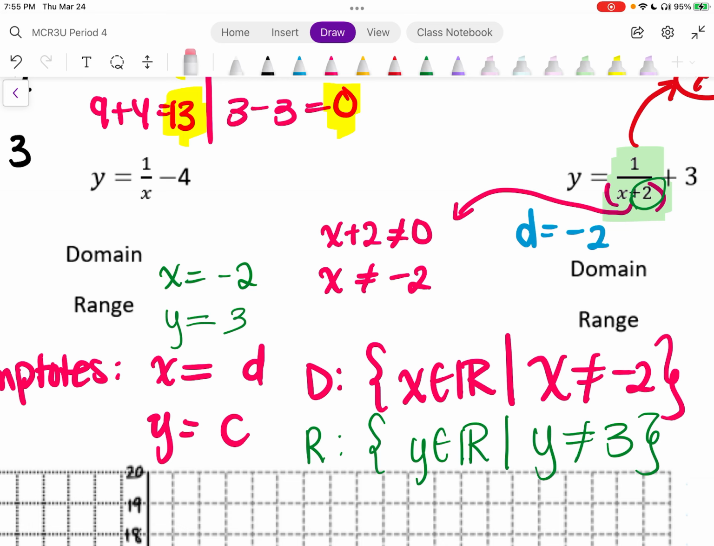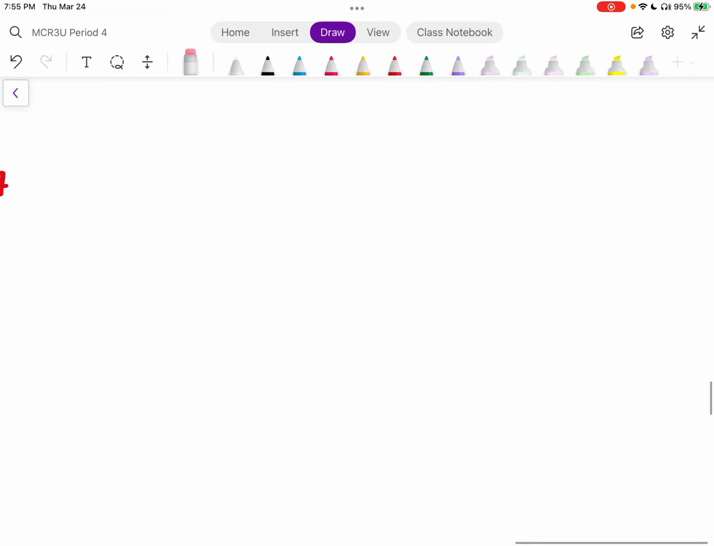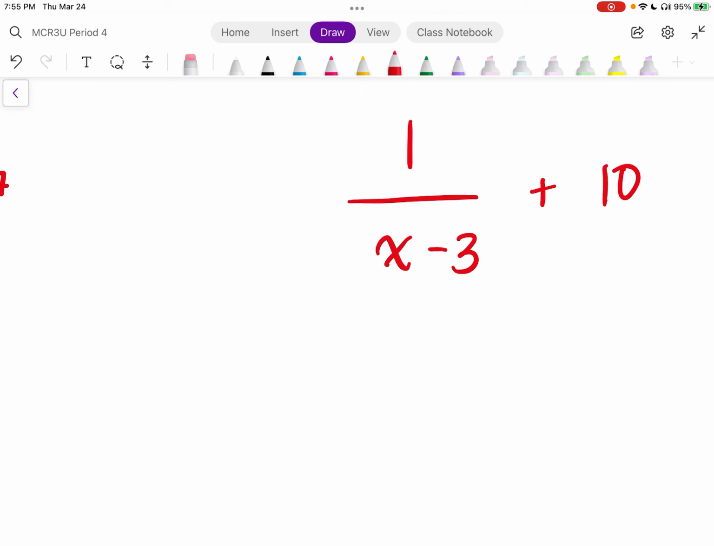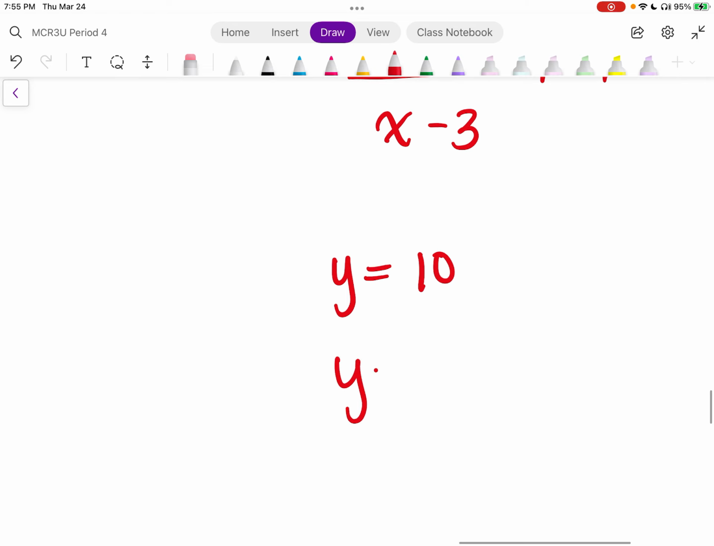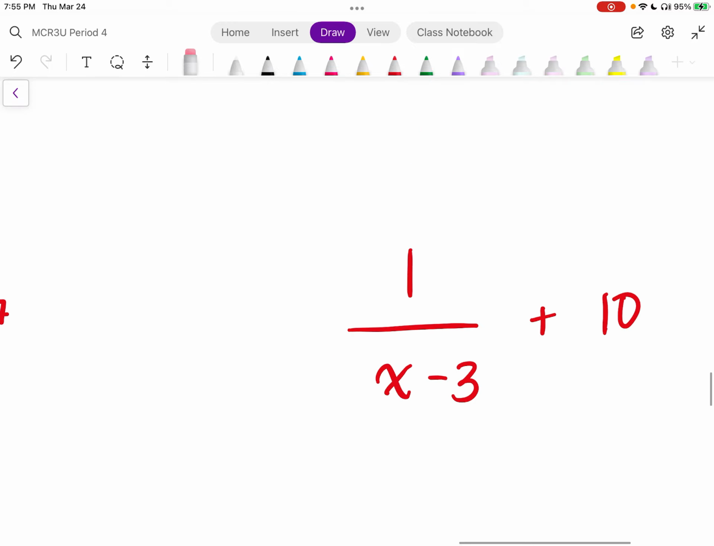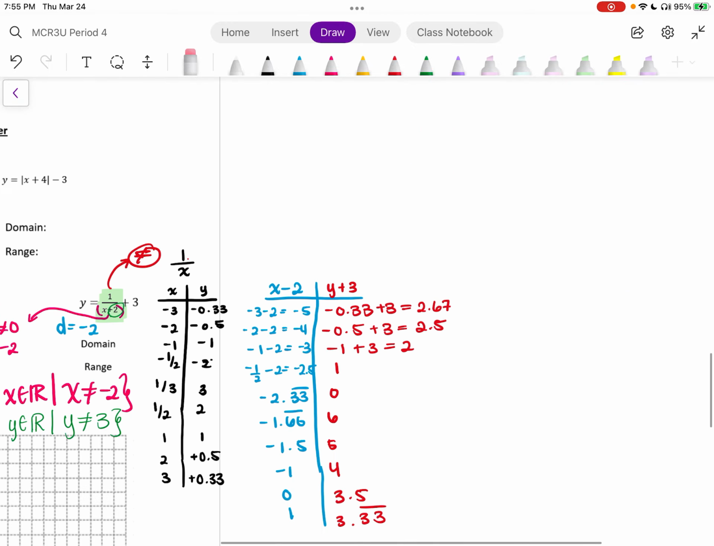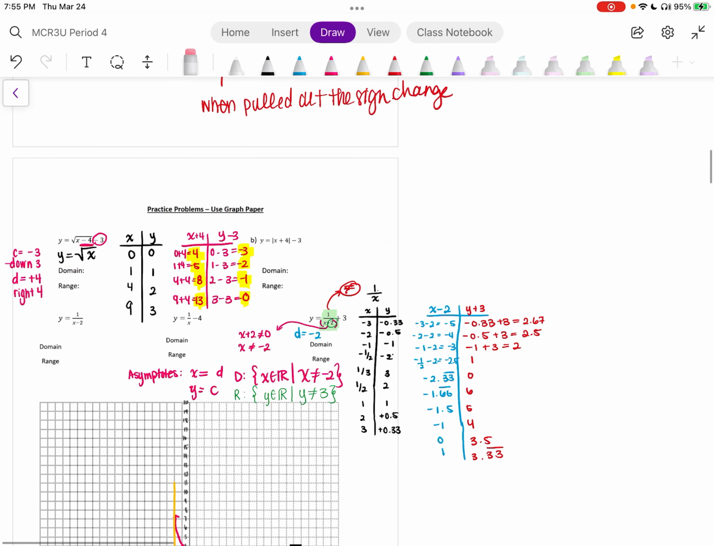So that's our asymptote. If I had something like 1 over x minus 3, plus 10, right? Our asymptotes would be y is equal to 10 and x is equal to, pull it out, 3. Okay? And that's it for that graph. So hopefully this kind of clarifies things.